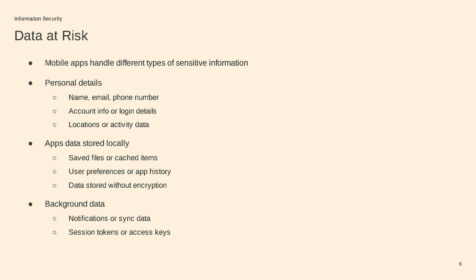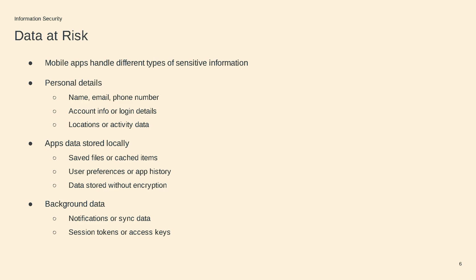Data at risk. Mobile apps deal with a wide range of sensitive data depending on what the app does. This includes basic personal details, login info, location data, and anything the user interacts with through the app. When an app isn't secured properly, personal details can end up being exposed. This includes things like someone's name, email, number, account info, or even their location or activity inside the app.